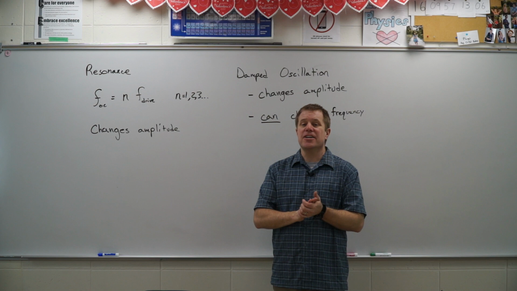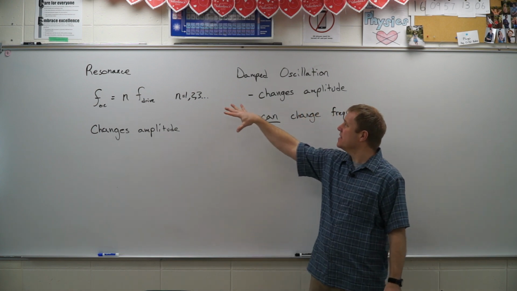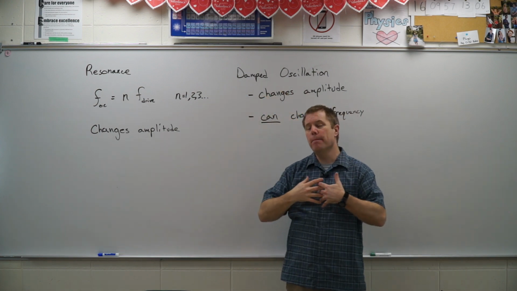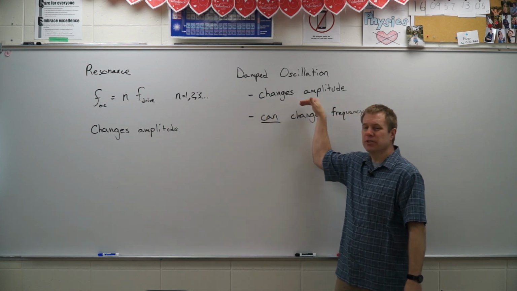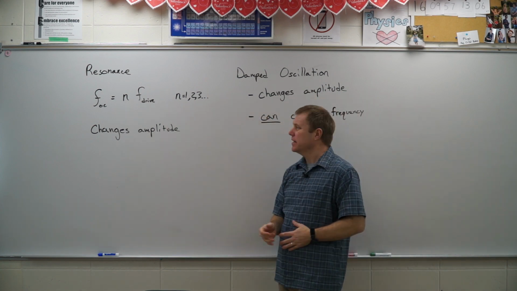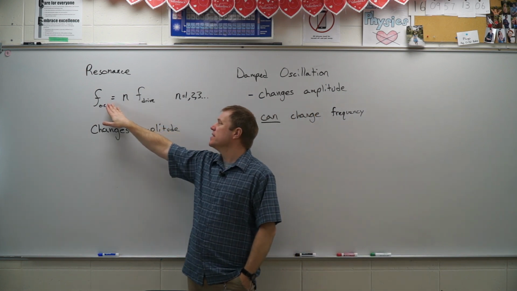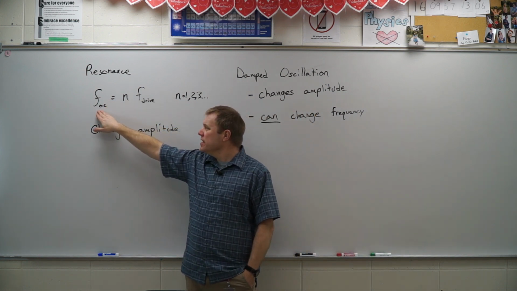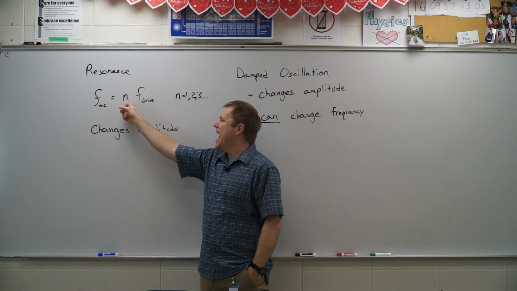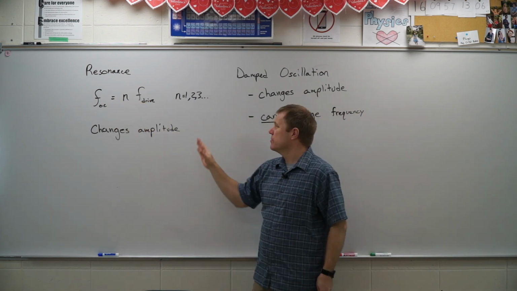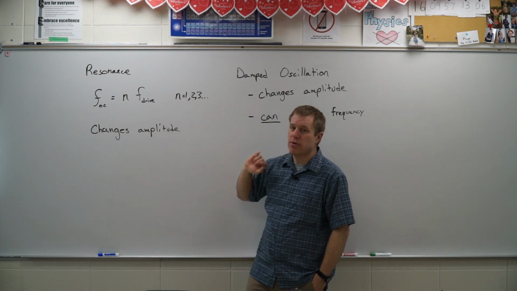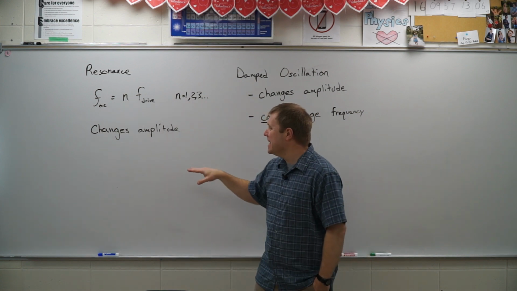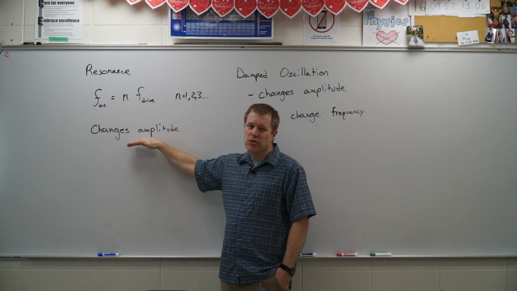All right, let's take a look at two terms here, resonance and damped oscillations. Both of these are terms that help us change the amplitude of our oscillation. In order for resonance to occur, the frequency of the oscillation has to be equal to n times whatever your driving frequency is, where n is some whole number: 1, 2, 3, and so on. The key idea here is that it's going to increase the amplitude.